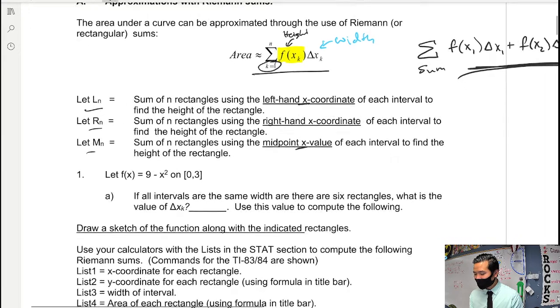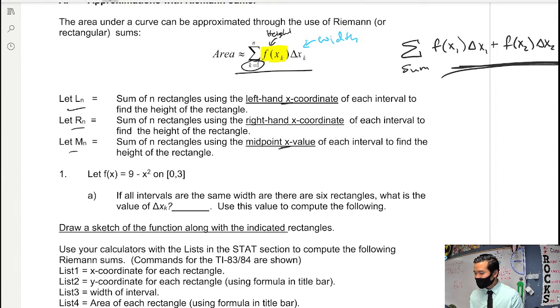Yeah. And it's right here. If all the intervals are the same width, and there are 6 rectangles, what is the value of delta x sub k? And we got this yesterday, or Friday, or Thursday. It was 0.5, right? Now, how do we get that 0.5?